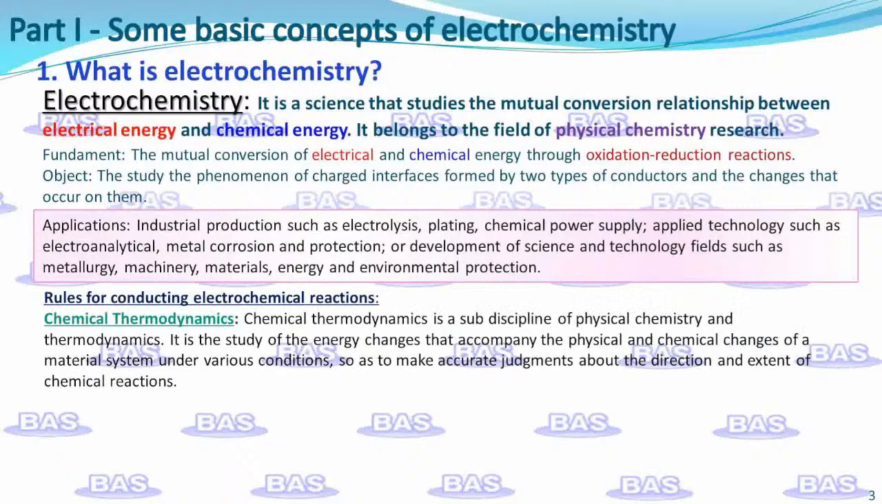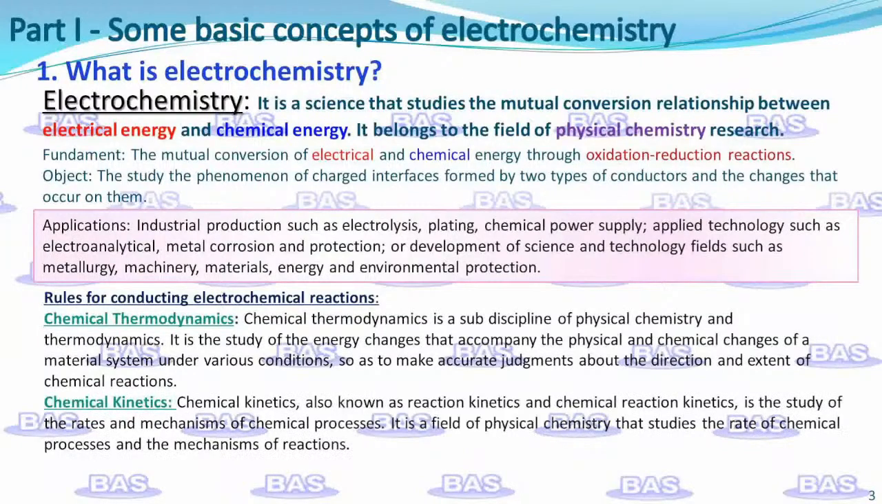Chemical thermodynamics is a subdiscipline of physical chemistry and thermodynamics. It is the study of the energy changes that accompany the physical and chemical changes of a material system under various conditions, so as to make accurate judgments about the direction and extent of chemical reactions. Chemical kinetics, also known as reaction kinetics, is the study of the rates and mechanisms of chemical processes. It is a field of physical chemistry that studies the rate of chemical processes and the mechanism of the reactions.